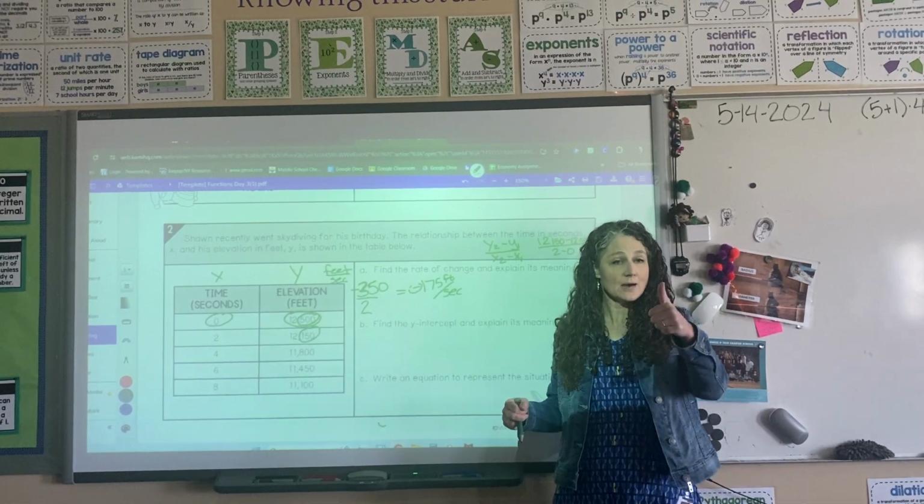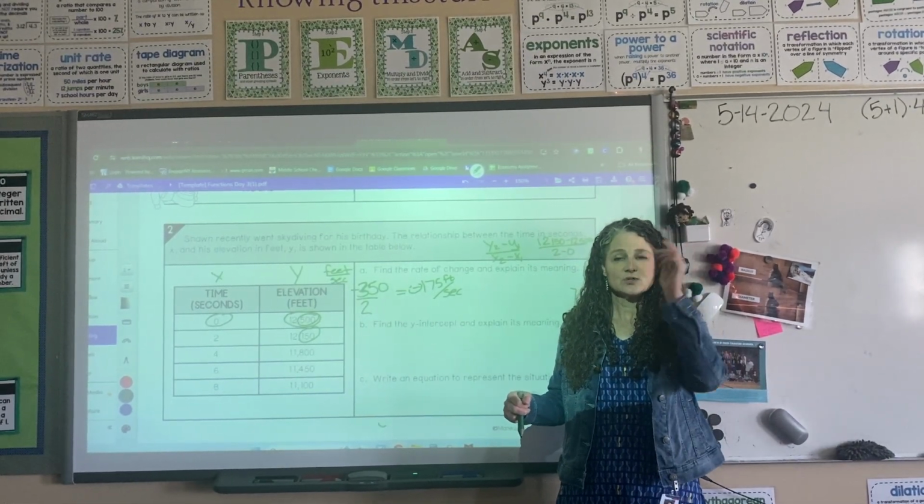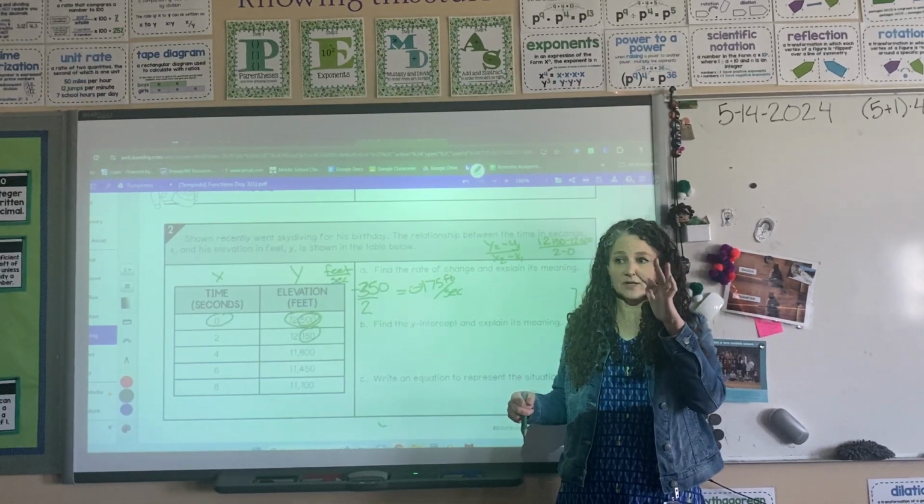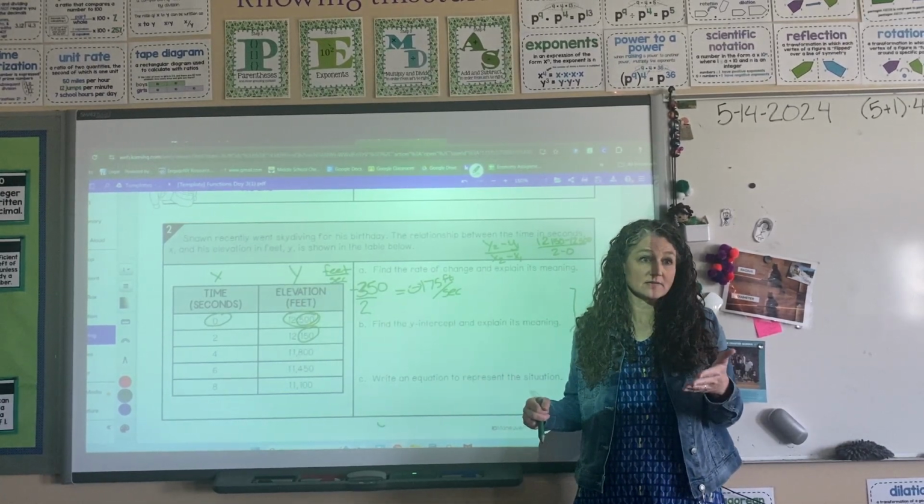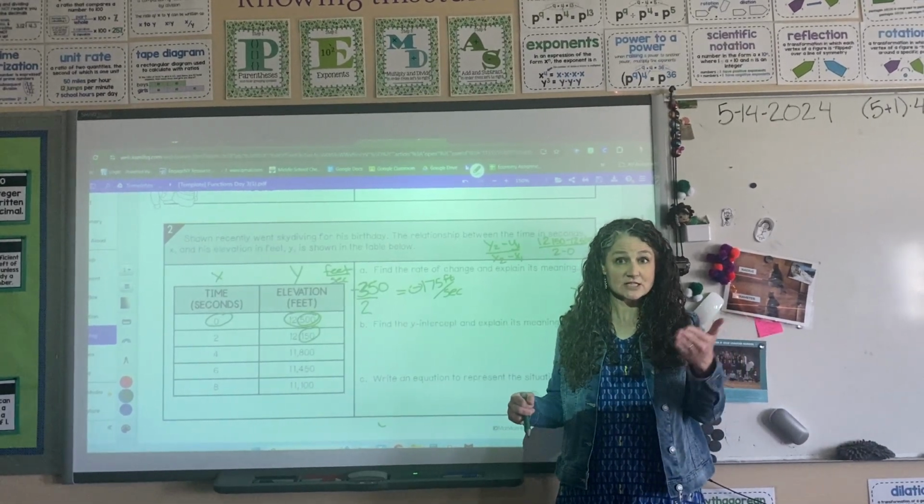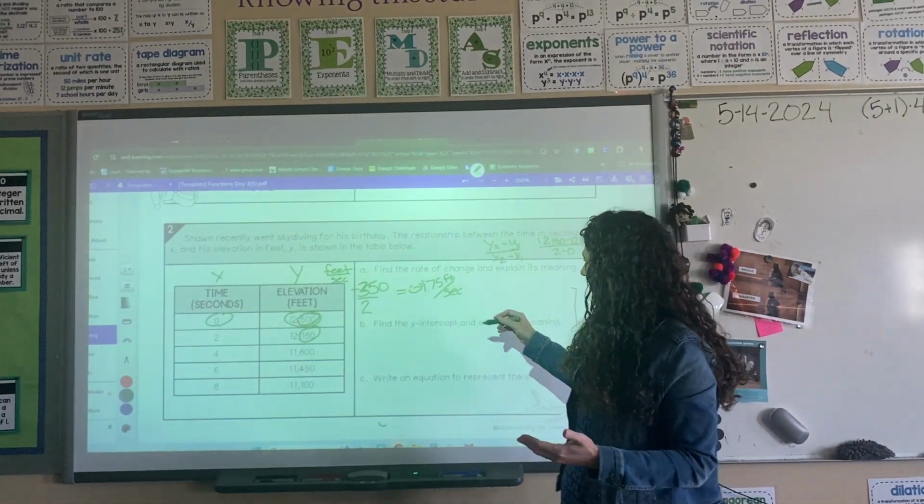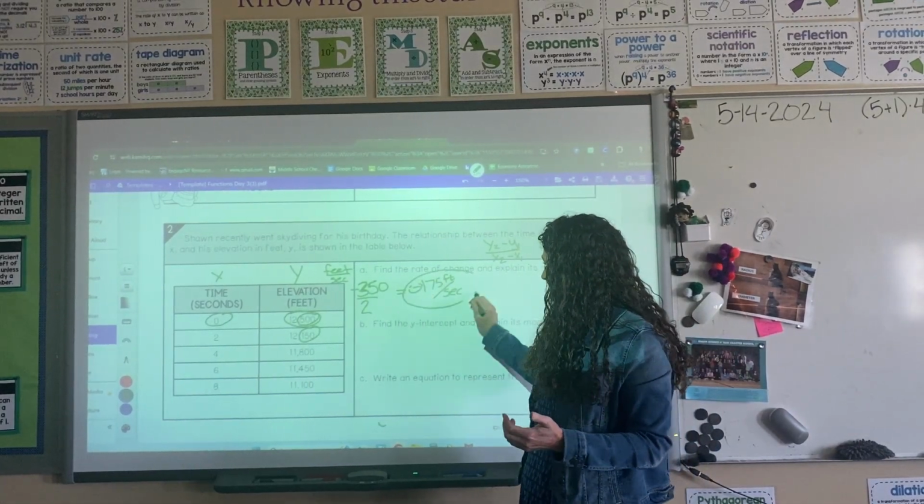If he was going up, if he was in a rocket and had been launched up, which would be really weird because he's skydiving, then it'd be positive. But he's going down, so it's going to be negative, which means every second that distance is going to be getting smaller, which makes sense because he's falling, right? So he's going negative 175 feet per second.